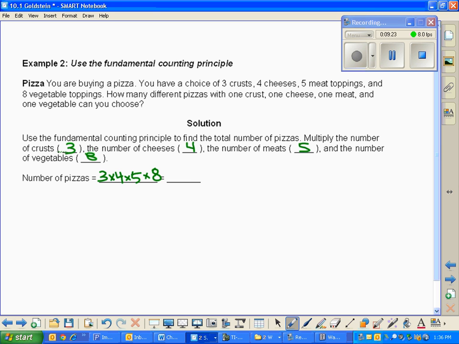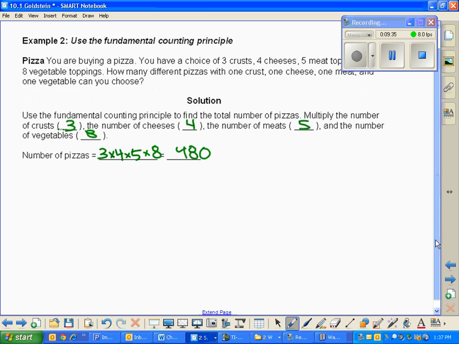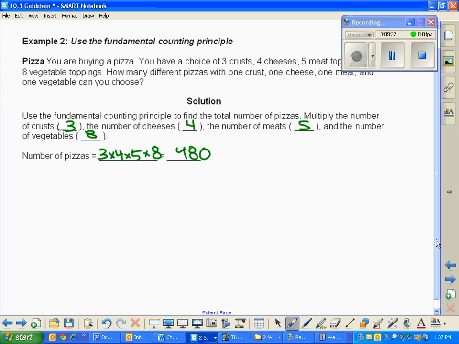How many different pizzas can we have? 480 pizzas. That is a lot of pizzas. You could eat them for days and days and days. Are we okay with how we use the principle there? It's just multiplication. Sometimes that's a really good way to think of this fundamental counting principle. It's multiplication, right?